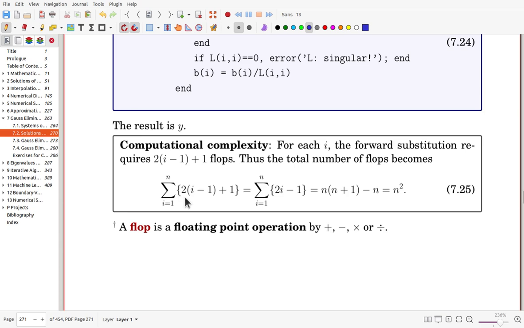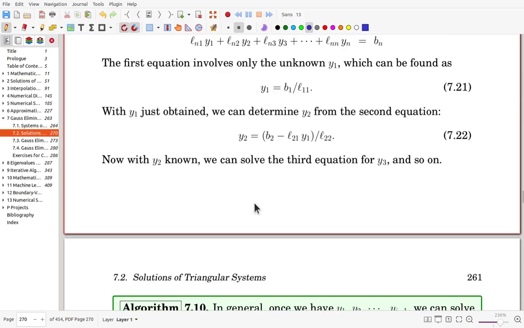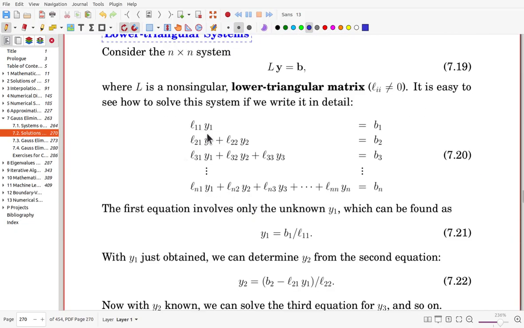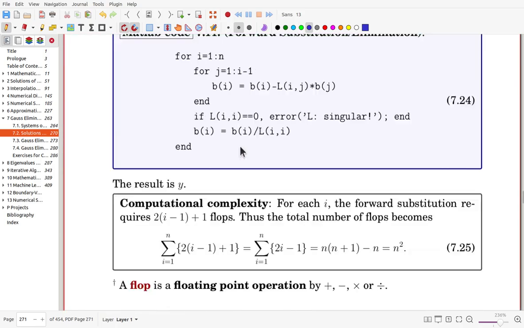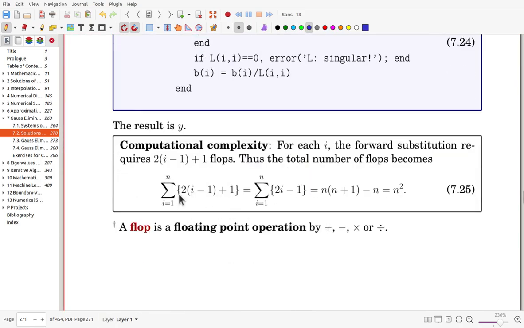Okay, for each i, we need 2(i-1)+1 operations. Look at here. For this one, just one division is okay. Now for that one, we multiply once, subtract, and then one division. So that one is division, and this is multiplication and subtraction on the other side. We can simplify to get n squared. It requires n squared operations.